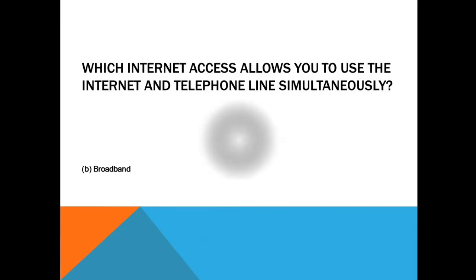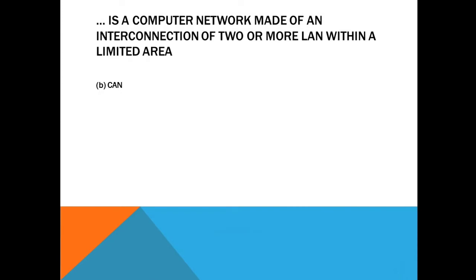The next question is: a computer network made for interconnection of two or more LANs within a limited area is called what? आप एक लिमिटेड एरिया के अंतर्गत दो या दो से अधिक लैन नेटवर्क्स को एक दूसरे से कम्युनिकेट कराना चाहते हो. So it is called a campus area network. In a campus area network we have multiple buildings and streets, and we want to communicate all the buildings and streets with each other. It is called a campus area network. The CAN is the right answer according to your book.